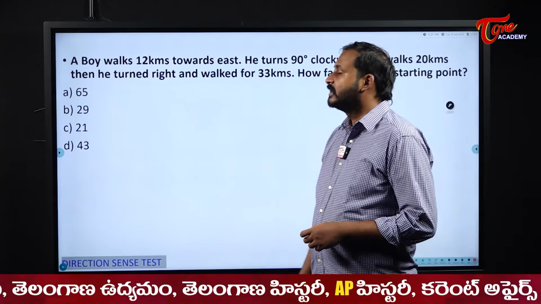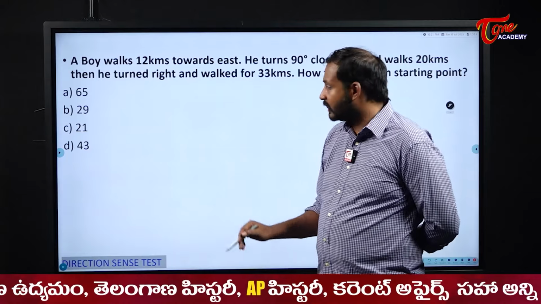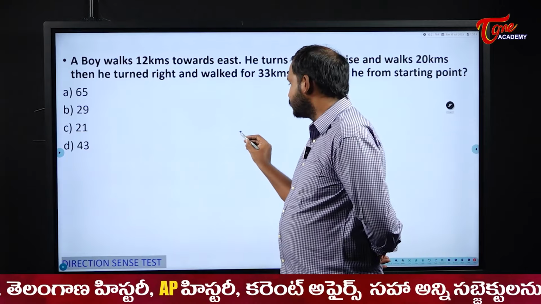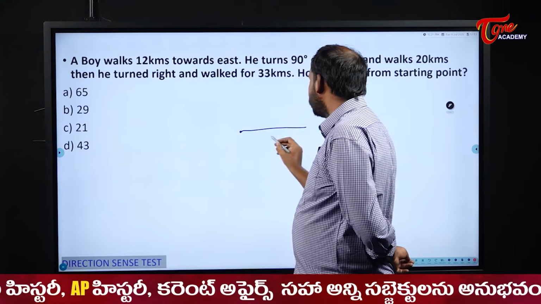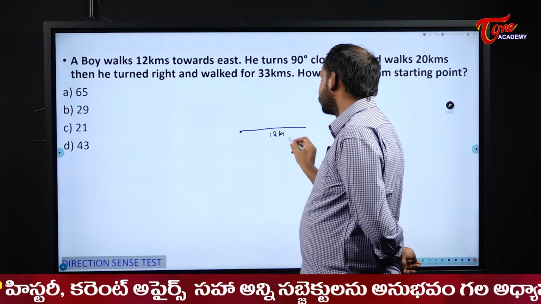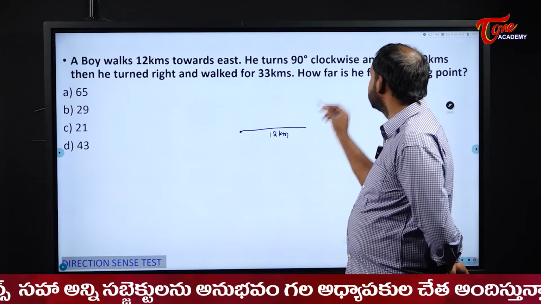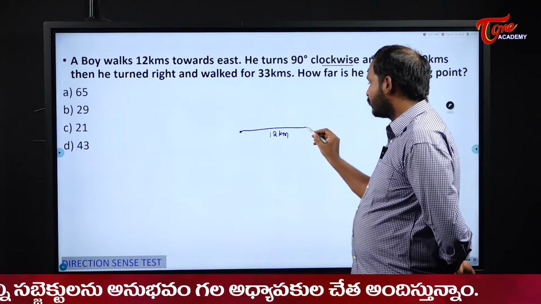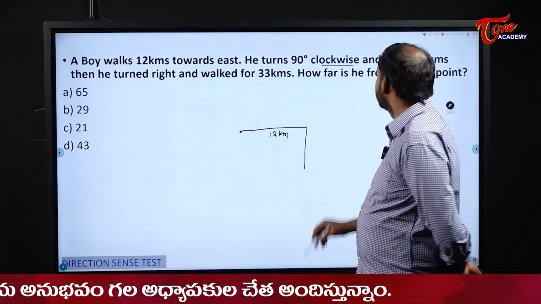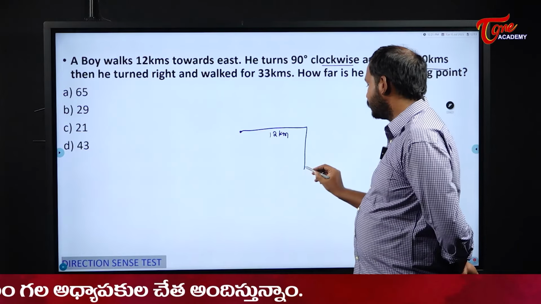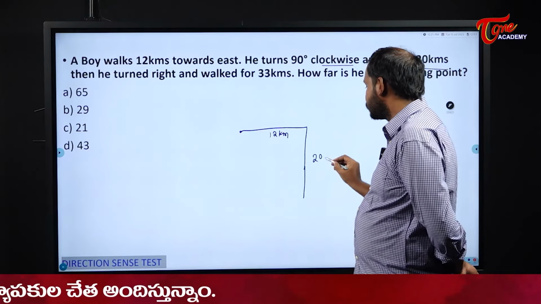A boy walks 12 kilometers towards east. Okay. A boy is from, assume this is his point, and from here he walked 12 kilometers towards east. He turns 90 degrees in clockwise direction. 90 degrees in clockwise means right turn. And walks 20 kilometers. Now he is walking 20 kilometers.